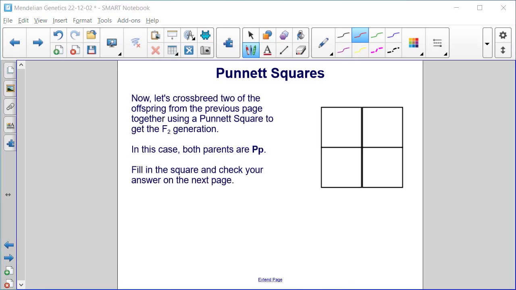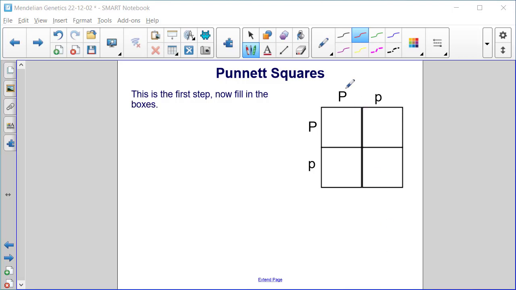Now, let's crossbreed two of the offspring from the previous page together using a Punnett square to get the F2 generation. In this case, both parents are capital P, lowercase p. We're just taking two of the offspring, all four of those offspring in the F1 generation were capital P, lowercase p, right? Heterozygous dominant for purple flowers. So I've gotten you started here. You fill in the square and check your answer on the next page.